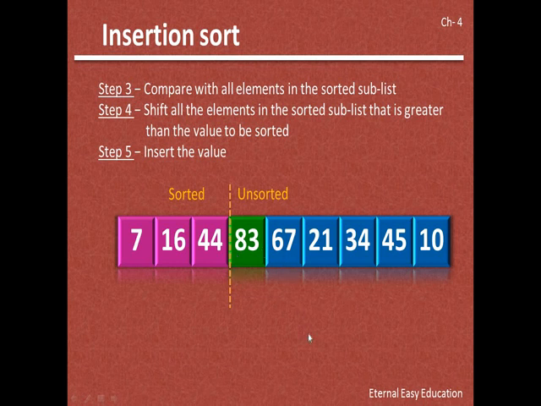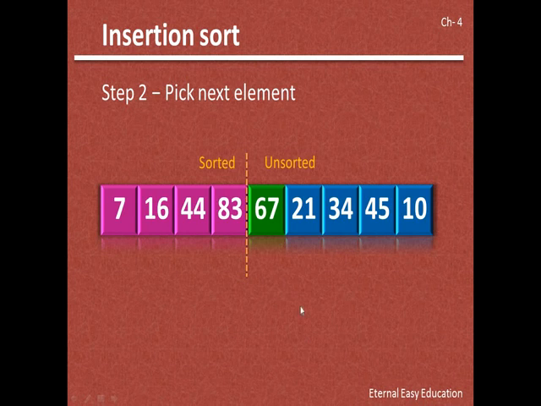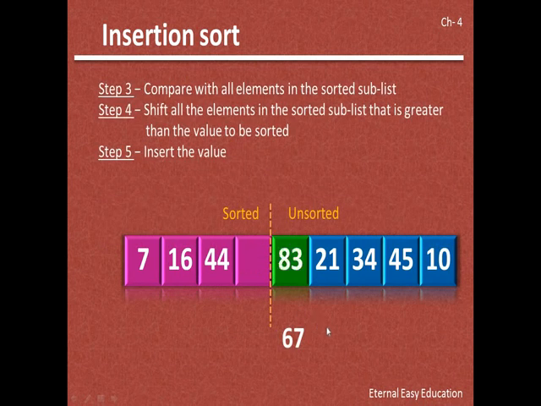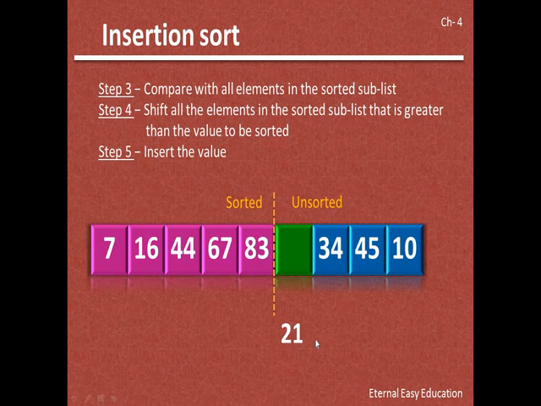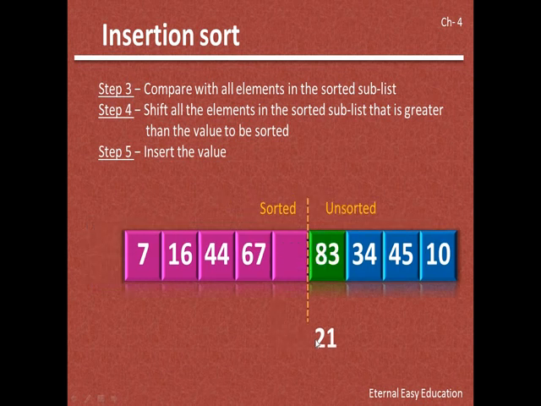Likewise, it has to move to the next element, 67, and it should be placed in the correct position. Take the next element 67 and compare with 83 and 44. Because it is between 44 and 83, it is inserted here. As each element is inserted in the correct location, it comes under the name of insertion sort. Take the next element 21, compare with 83, 67, 44. It is placed here.